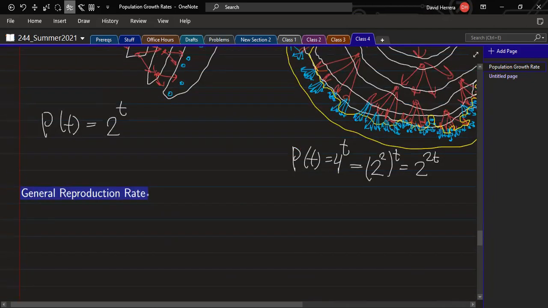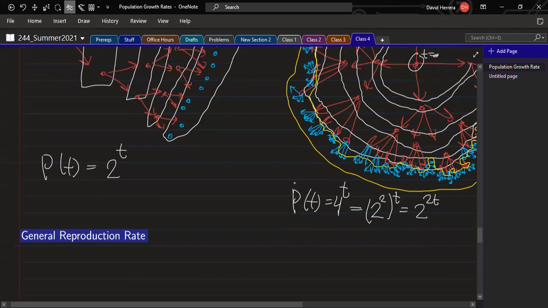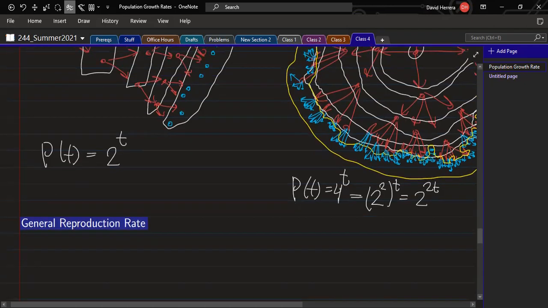And if you have a general reproduction rate, well, how can you represent this? Where did this four come from? That's one way to think about it. What's happening at each step? Well, one way you can say is, let's start with the simple one. This right here is that you have one. You start off with one, which is your initial population. And then every time you multiply by two, multiply by two, you multiply by two.